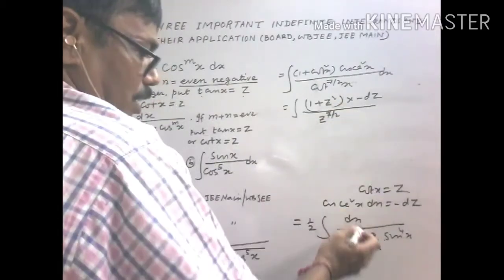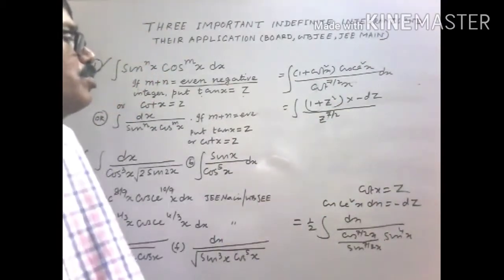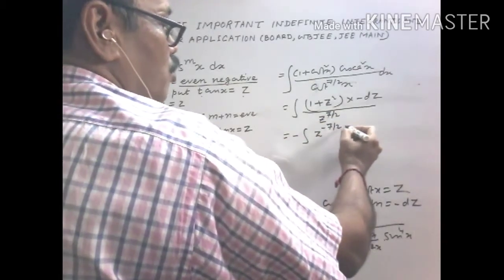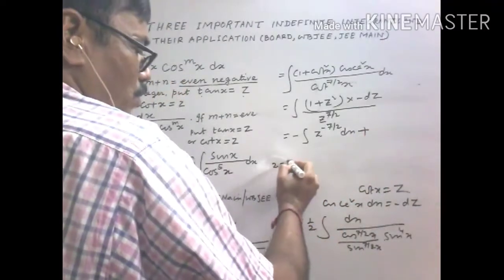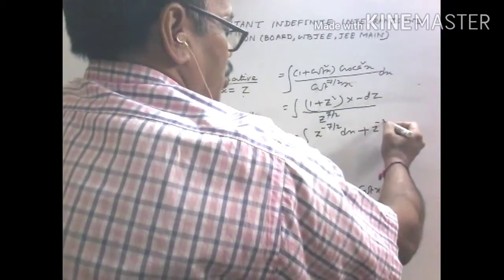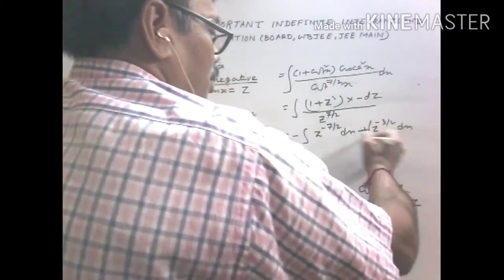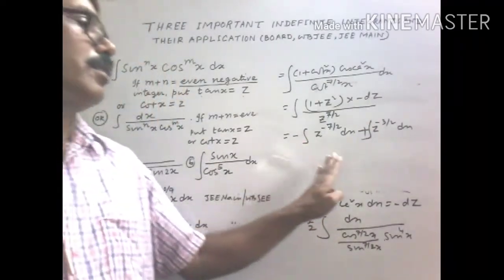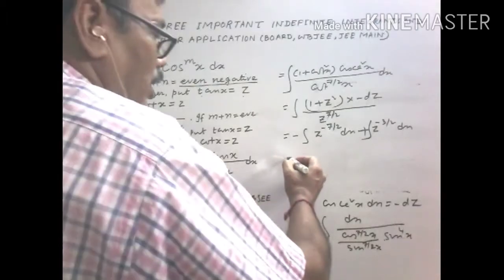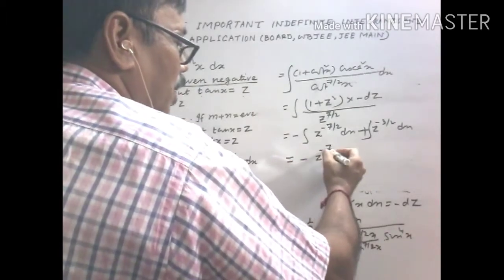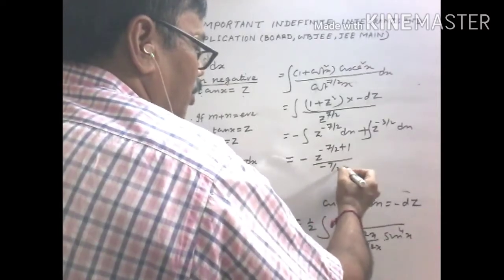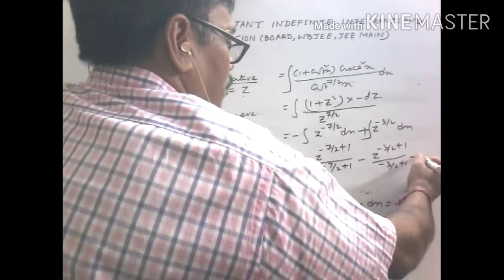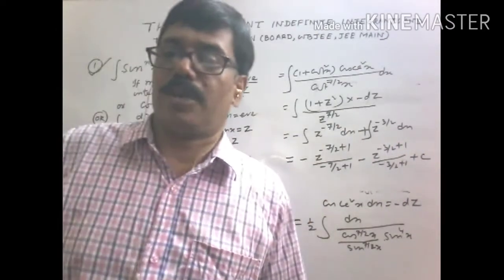So if the power of cos is greater than sine, we put cot x equals z. So minus z to the power minus 7 by 2 dz plus z to the power minus 3 by 2 dz. So now this is in standard form. Integrating, we get the result: minus z to the power minus 7 by 2 plus 1 over minus 7 by 2 plus 1, and this is also minus 3 by 2 plus 1 over minus 3 by 2 plus 1, plus c. And putting the value of z, we get this.